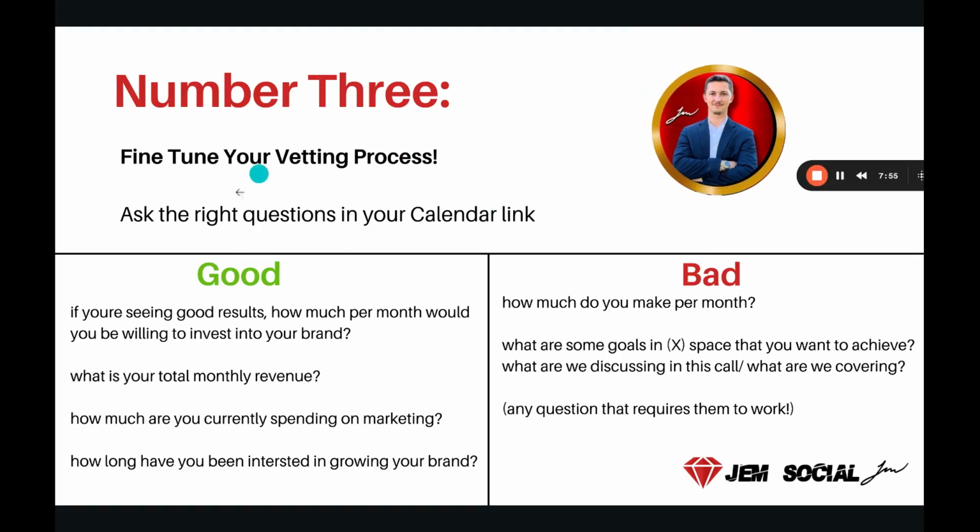All right, so number 3, fine-tuning your vetting process. So let's say you've done step 1, you know who you want to target. Step 2, you found the leads, so you're DMing them, reaching out, doing outreach. Step 3 is making sure that the people who do come through, like let's say you even have just a standard audience who watches your content, you want to make sure that you're asking the right questions in your calendar link. So I use Calendly.